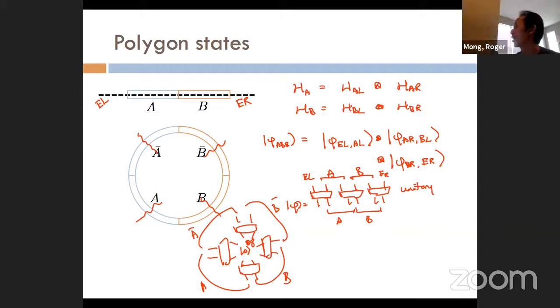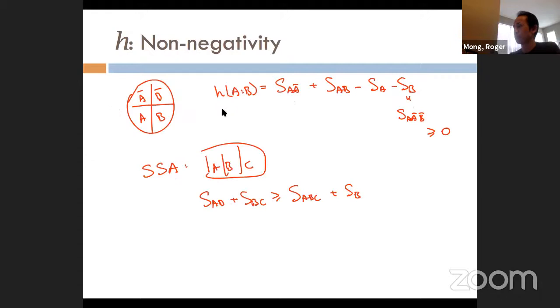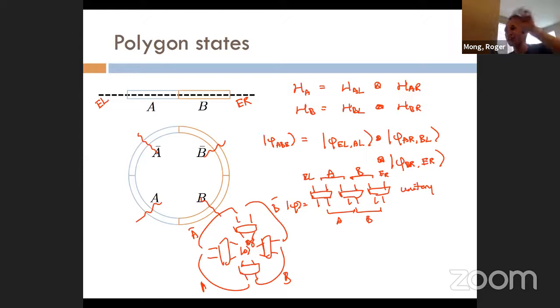Okay. So not quite, because to define a polygon state, at least when I have this one, you should think about it as this. I kind of need two environments and an A and a B, where you can divide A, you can divide B. So your example is a little too small.